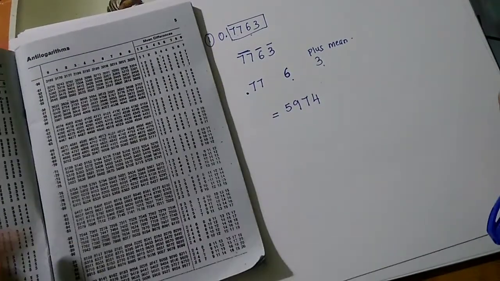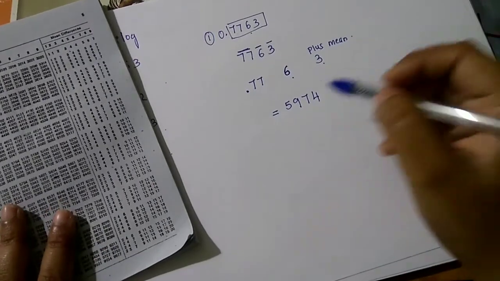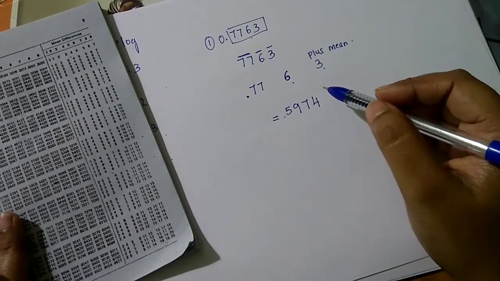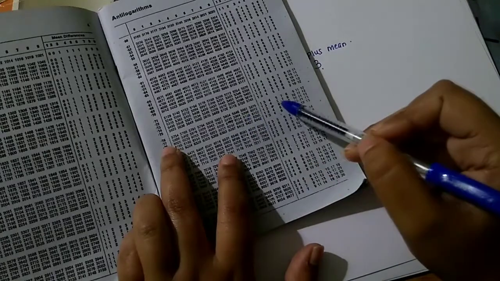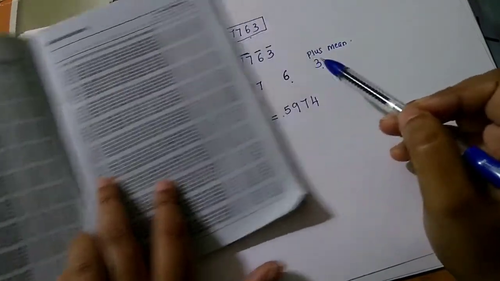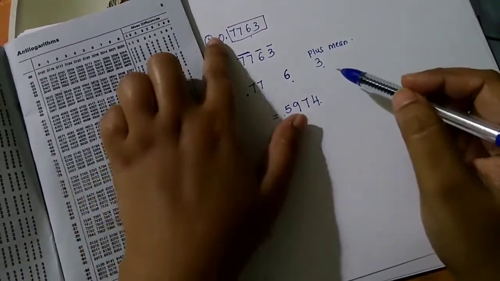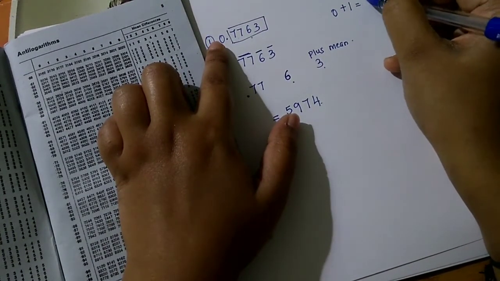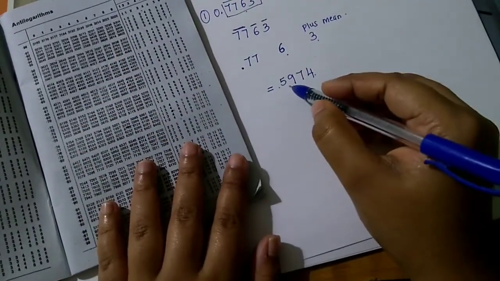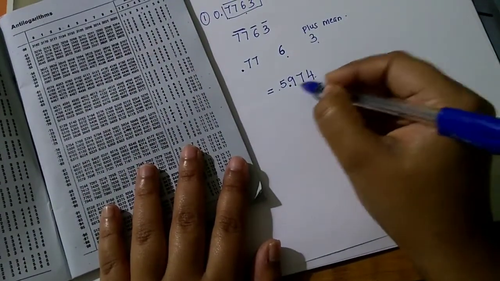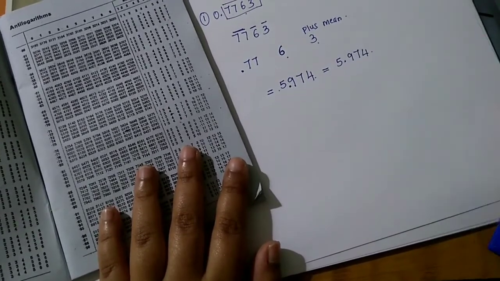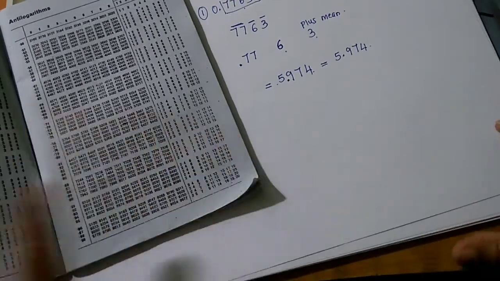Now the most important thing is to put the decimal point. Don't put 0.5974 before this, that is for log. In antilog, you just see 0.77 under 6 plus mean difference 4, and just write the value. Now see, what is the characteristic part? 0. 0 plus 1, it is equal to 1. So after one digit you have to put the decimal point. So the value comes out to be 5.974. I hope it is clear to you now.